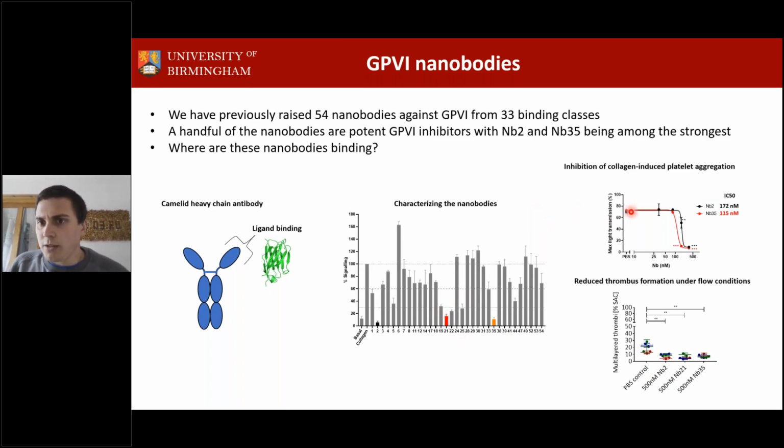Nanobody 2 and nanobody 35 were able to inhibit platelet aggregation in response to collagen. This is confirmation that it's definitely inhibiting the receptor. And we also showed that all 3 nanobodies were able to reduce thrombus formation under flow. So this shows that if we want to prevent thrombus formation, these nanobodies are very good at reducing the stability and the size of the thrombus.